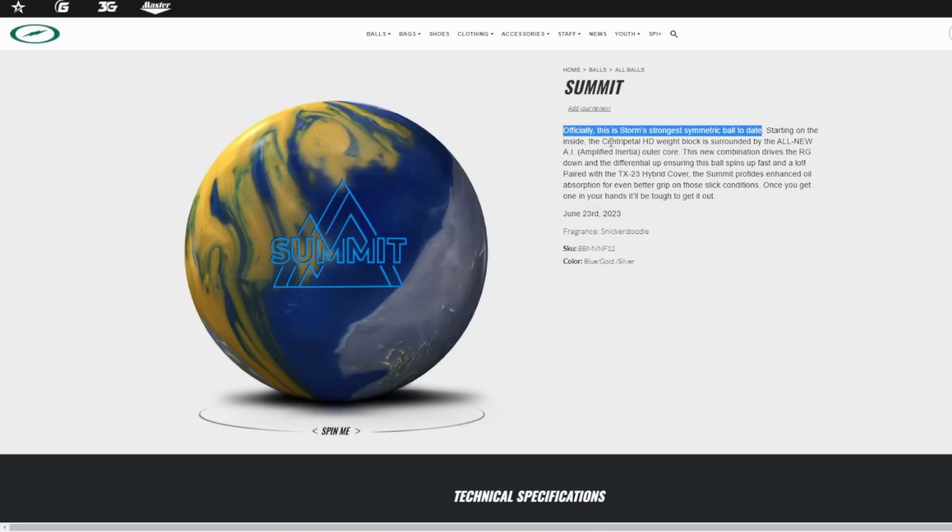All right. So they're saying basically centripetal HD weight block. Wait a minute, we've seen that before. And then there's this all new AI outer core. Now, with all the talk about AI right now, I guarantee you Storm is definitely doing some wordplay here for marketing purposes, because that's what you got to do to capitalize. And so they're saying this new outer core drives the RG down and the differential up, ensuring this ball spins up fast and a lot. Looks like we've got another cover, et cetera, for oil absorption to get through slick conditions.